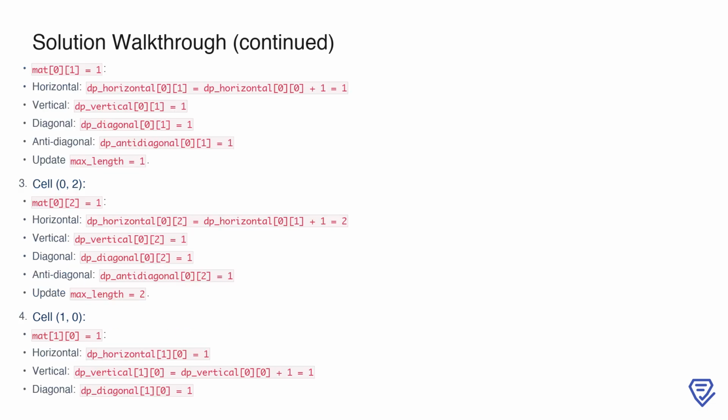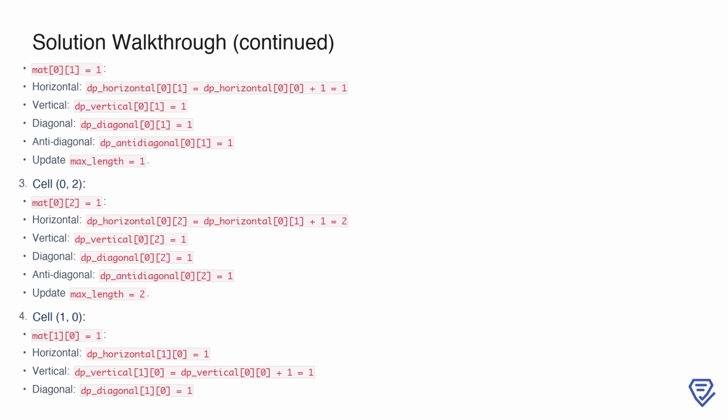At cell 0, 1, the value is 1. For the horizontal direction, the value in dp_horizontal 0, 1 is updated to 1 because there are no preceding ones horizontally. For the vertical direction, dp_vertical 0, 1 is also set to 1, as this is the start of a vertical sequence. Similarly, the diagonal and anti-diagonal values, dp_diagonal 0, 1, and dp_antidiagonal 0, 1, are both updated to 1. At this point, the max_length is updated to 1, reflecting the current longest line of ones.